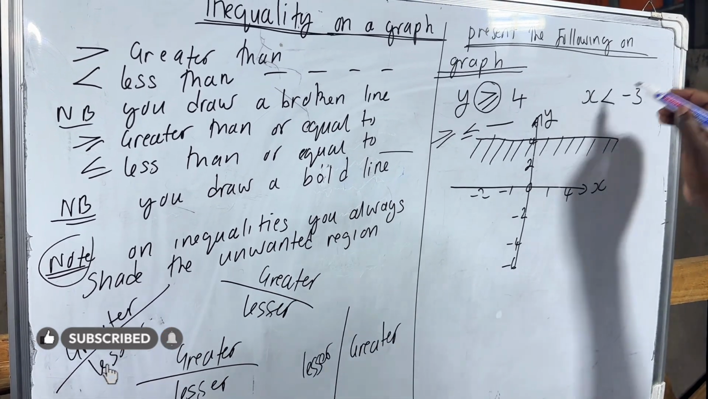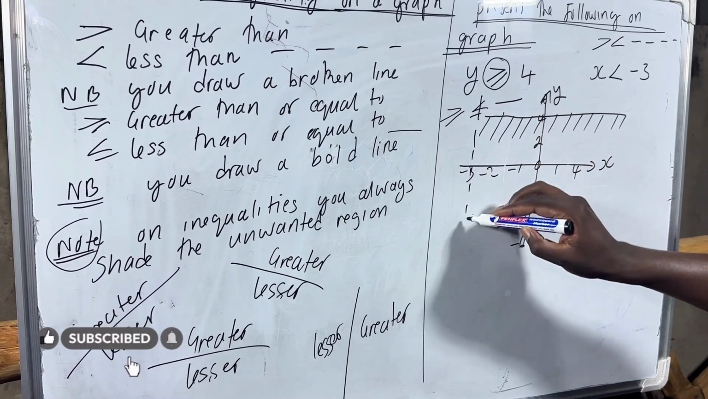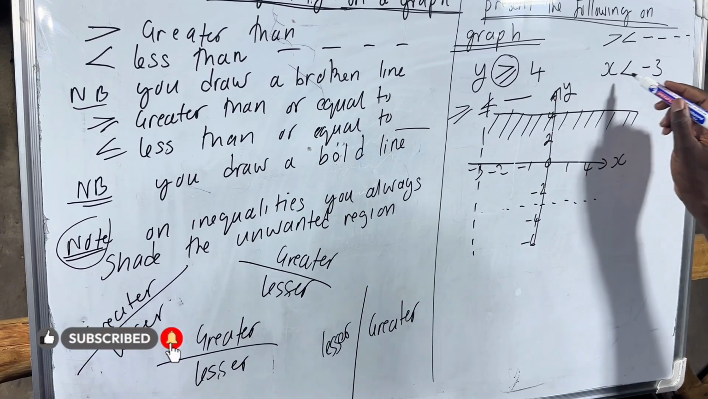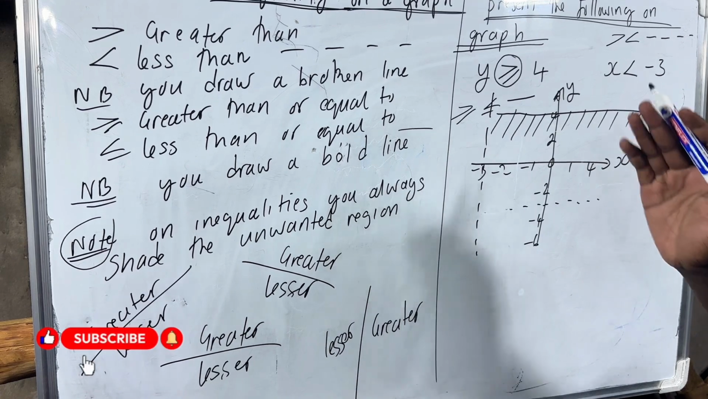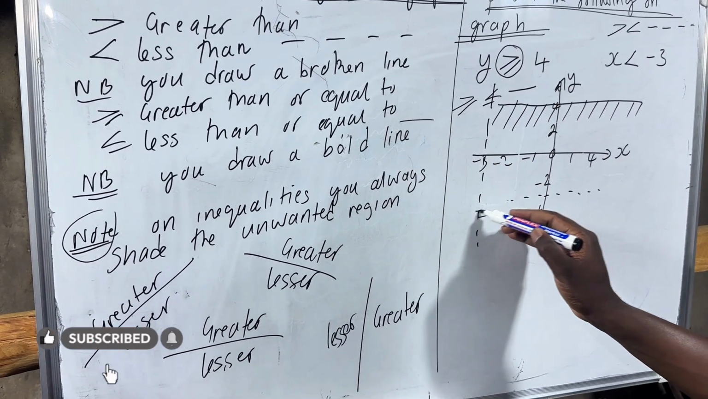Okay, let's go to another one. Minus 3 is here. So we're going to draw a what? A broken line. So x is less than. This side is less. So we're going to shade the greater part.